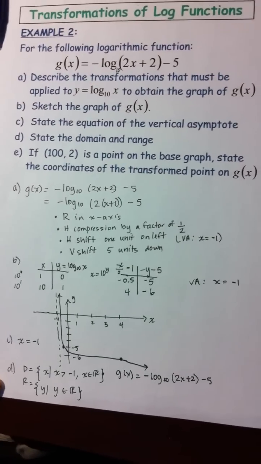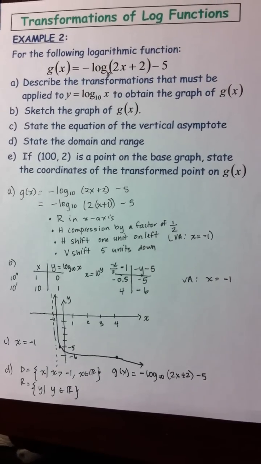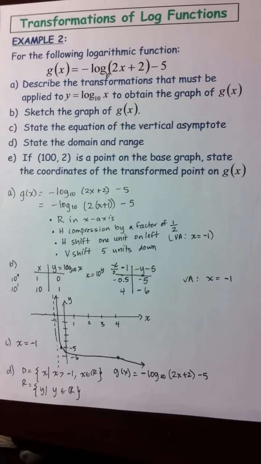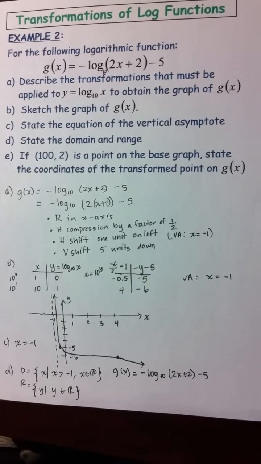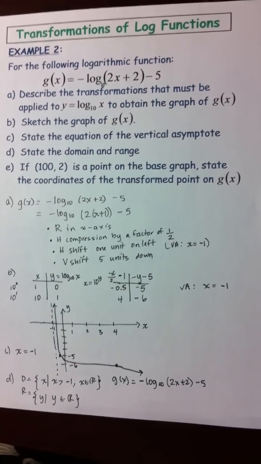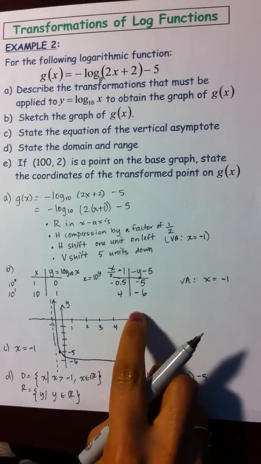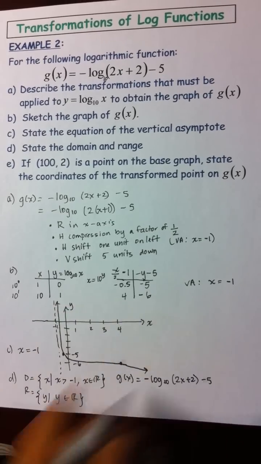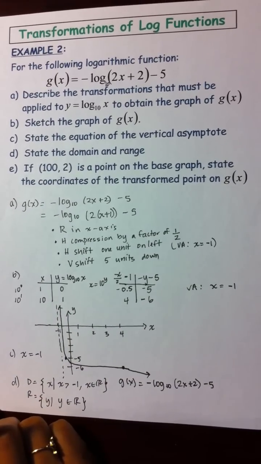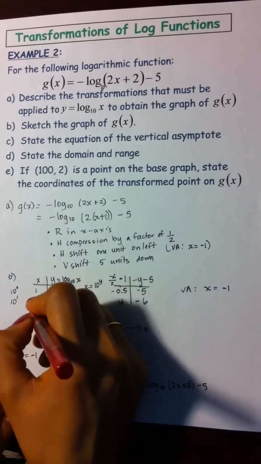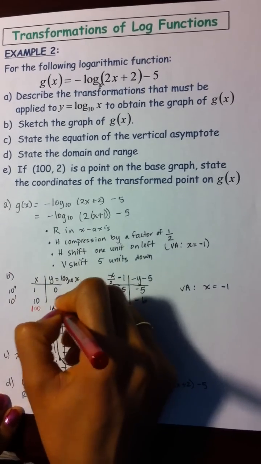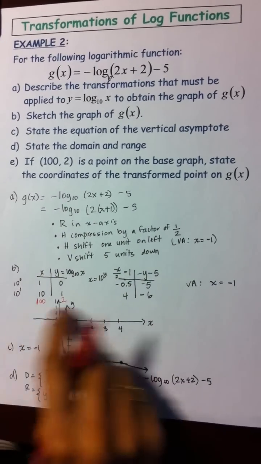Okay, that's great. And just summing it all up with part E, it says if (10, 2) is a point on the base graph, state the coordinates of the transformed point on g of x. So I'm going to refer to part B there along with my table of values. So I have (10, 2). I'm just going to use a different color there so we don't get confused. So I have (10, 2) as my point. So I'm just transforming that.